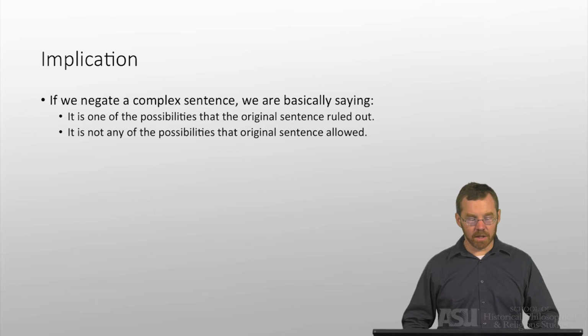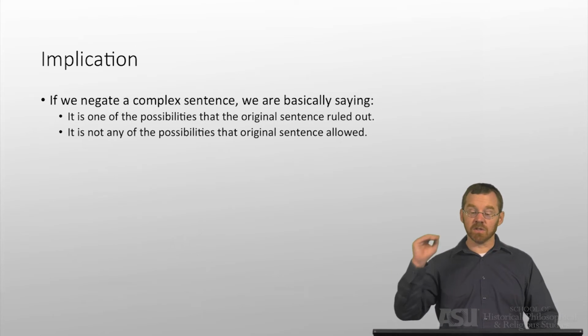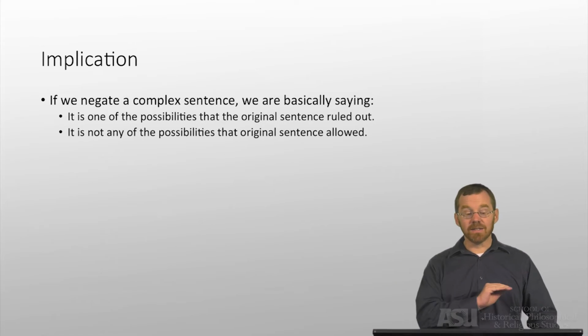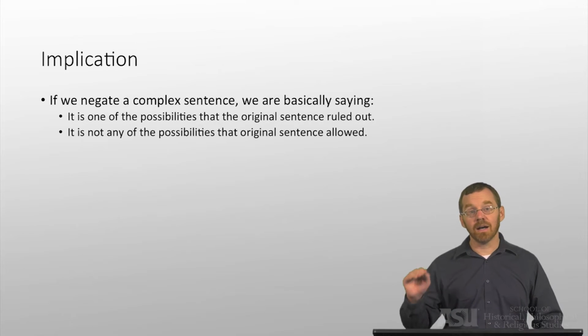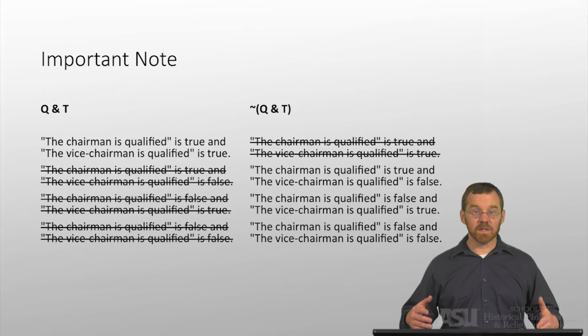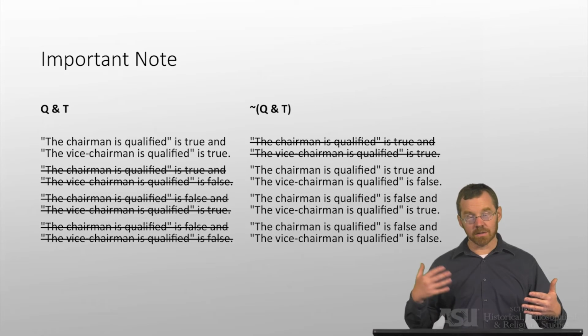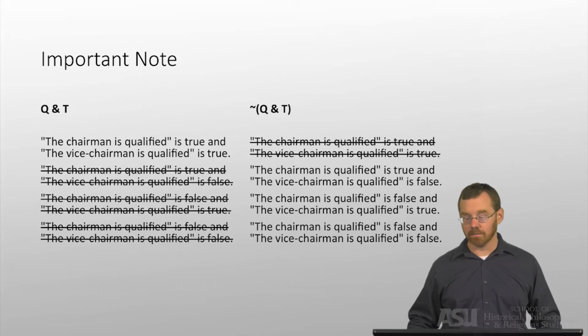So what's the implication here? If we negate a complex sentence, we are basically saying it is one of the possibilities that the original sentence ruled out. It is not any of the possibilities that the original sentence allowed. And we see that visually here. Everything that's crossed out on one side is left open on the other, and vice versa.